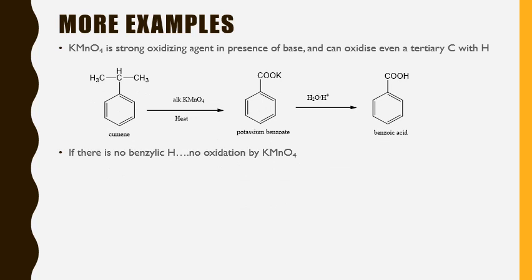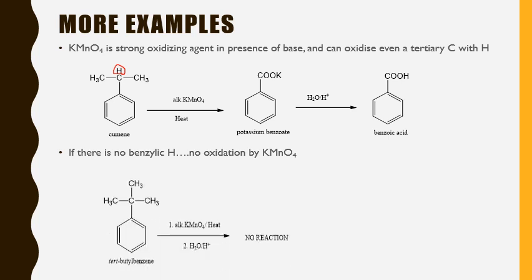So it converts the first carbon attached to the benzene ring to the corresponding carboxylic acid, but the only condition is that it should have at least one hydrogen attached to this carbon. That means you may have any number of branches or elongation, but the carbon attached to the ring should have at least one hydrogen. Then only this reaction occurs, because KMnO4 takes up this hydrogen to convert this to COOH.